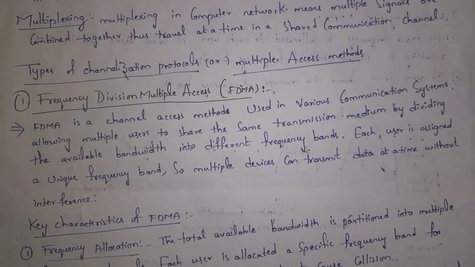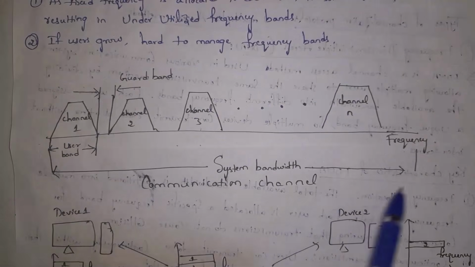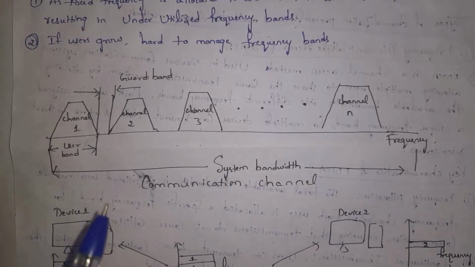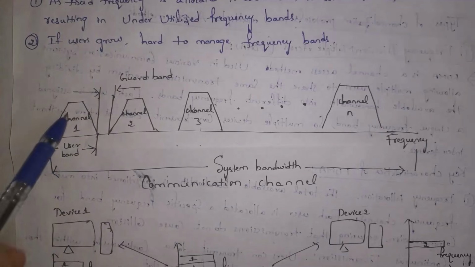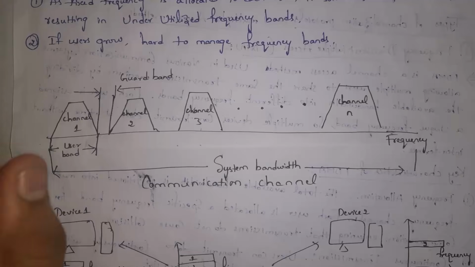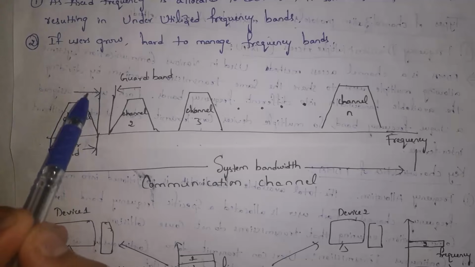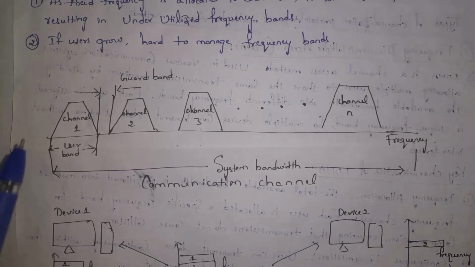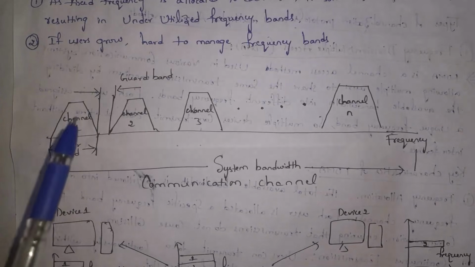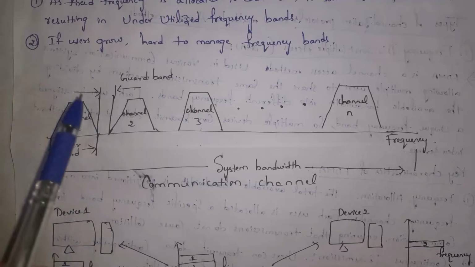Collision will not occur. For example, this is a communication channel. We will divide our communication channel into smaller channels and each user will get one channel. By using that channel, user can communicate. Because for each and every channel, we need to leave a small gap. If we leave a small gap, two channels will not interfere. That is why we need to give a small gap between each and every channel. We call this gap the guard band.